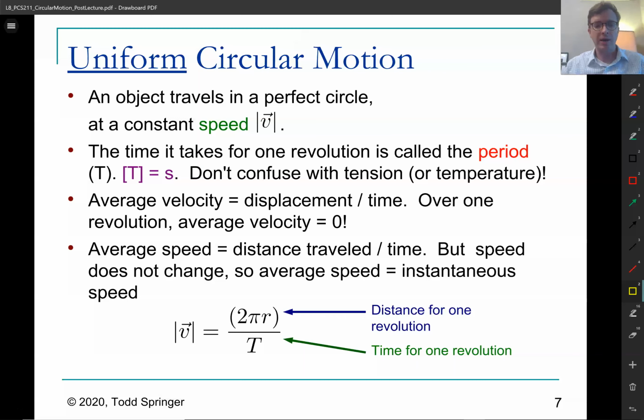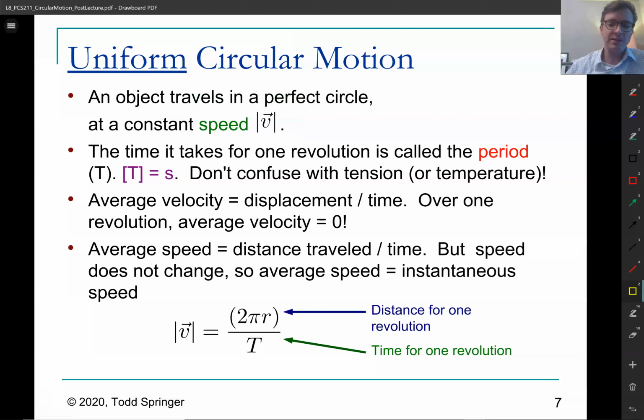Okay, now we talked about the average velocity. That's the displacement divided by the time. So over one revolution, your average velocity is going to be 0, right? If you start at one point on the circle and go all the way around, your displacement is 0, so your average velocity is 0. Your average speed is not 0. Your speed never changes. It's equal to this v, but the direction of your velocity is constantly changing, so your average velocity is 0.